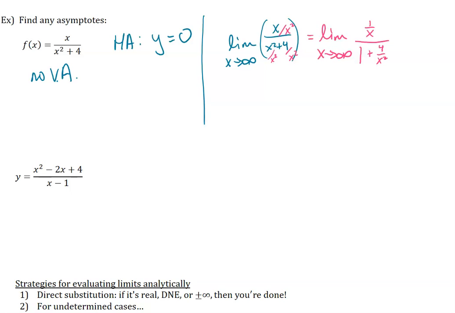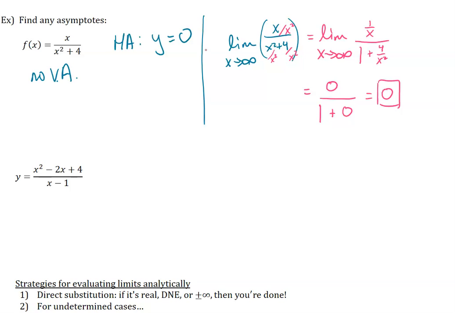Because now, if I plug in infinity, I have 1 over infinity, which I know goes to 0, over 1 plus 4 over infinity squared, which again goes to 0, and that's 0 over 1, which is just 0. Okay, so I still get y equals 0, but this is just using another process.